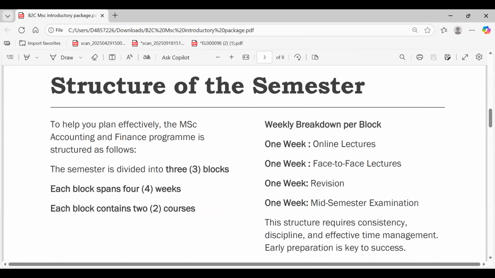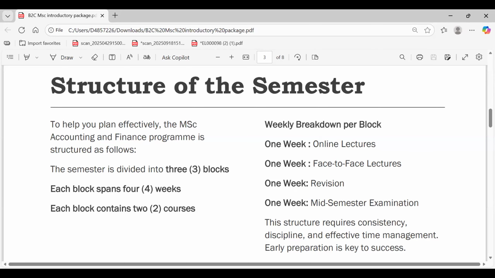Each block lasts for a period of 4 weeks, which is equal to a month. So let's say lectures will resume next week. Let's just assume that on the 18th. From the 18th of January to the 18th of February, that's a period of 1 month, which will contain 4 weeks. Within those 4 weeks, you are supposed to go through a block, and each of these blocks has 2 courses in it.